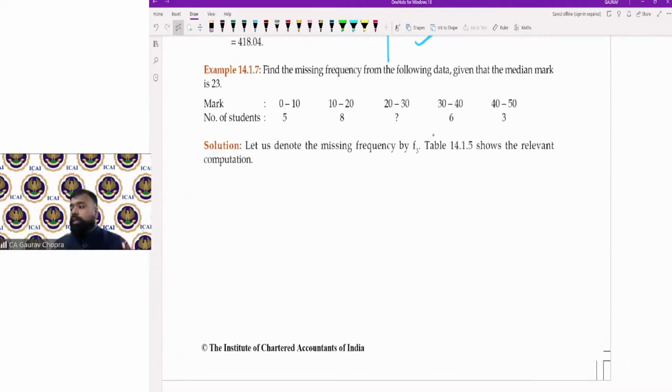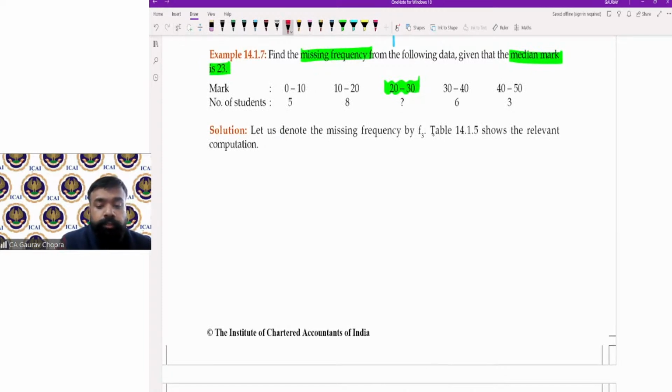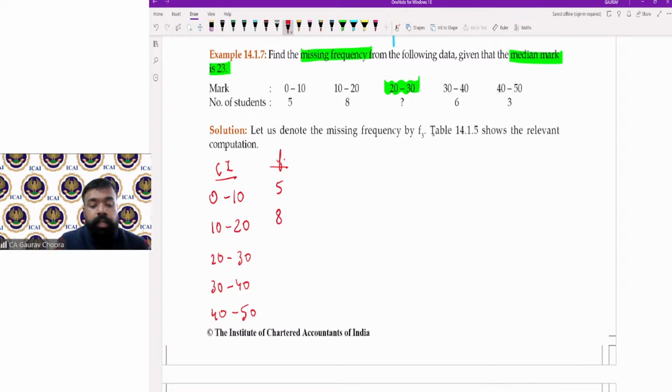Now, example number 7. In this example, median is already given in the question. And you have to find out the missing frequency. So, median marks is 23. So, 23 है तो कौन से interval में lie करेगा? Of course, 20 to 30. So, median 23 will lie in the class interval 20 to 30 because the number is 23. So, let's calculate. Class interval 0 to 10, 10 to 20, 20 to 30, 30 to 40, 40 to 50. Then 5, 8, then let us assume x, 6, and then 3.